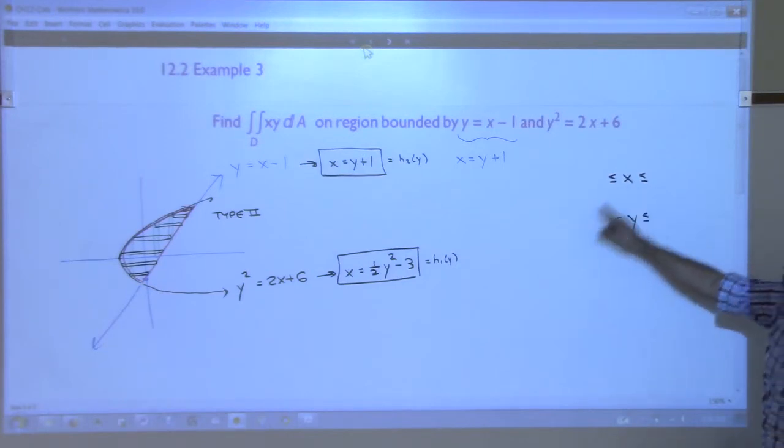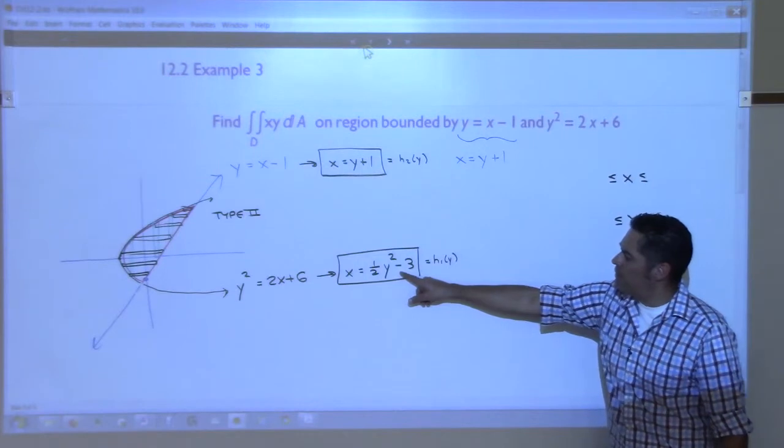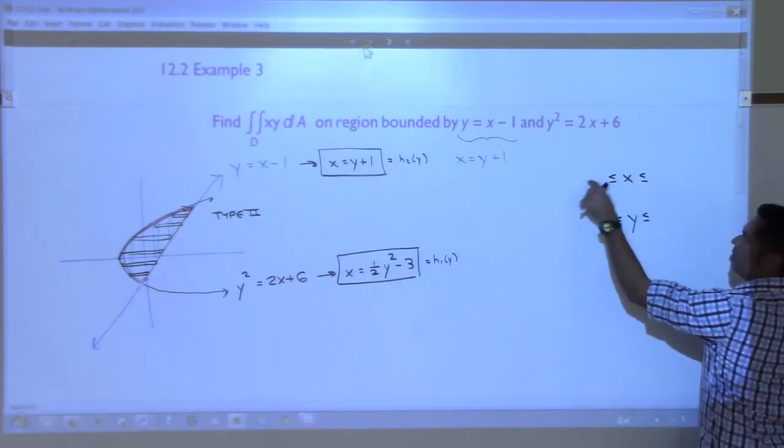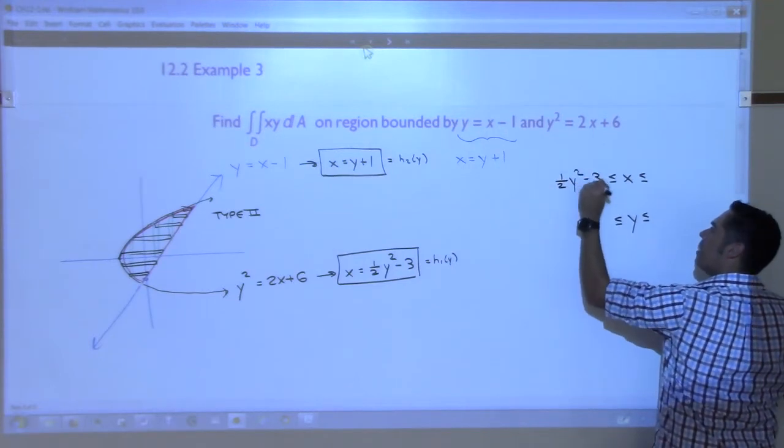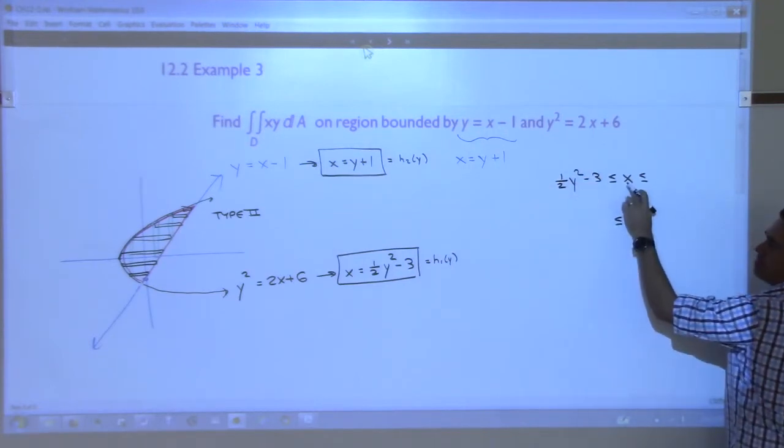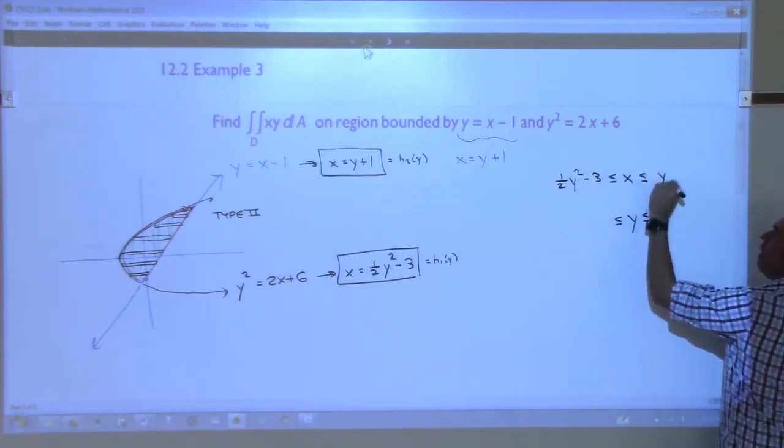Where do you want greater? This one? Yes, that one is less than or equal to x. So that one's over here, yes, 1/2 y squared minus 3. And then the x has to be smaller than y plus 1.